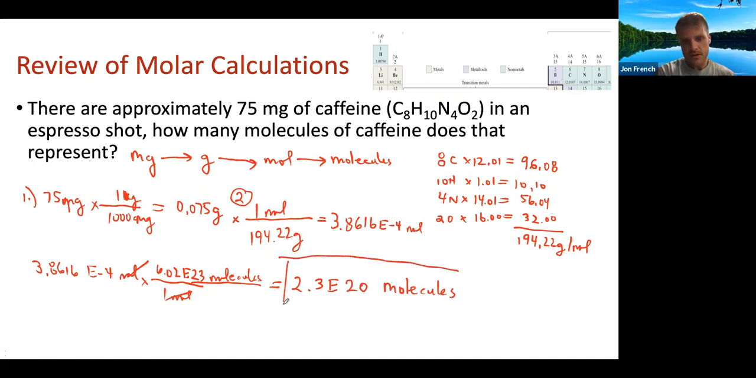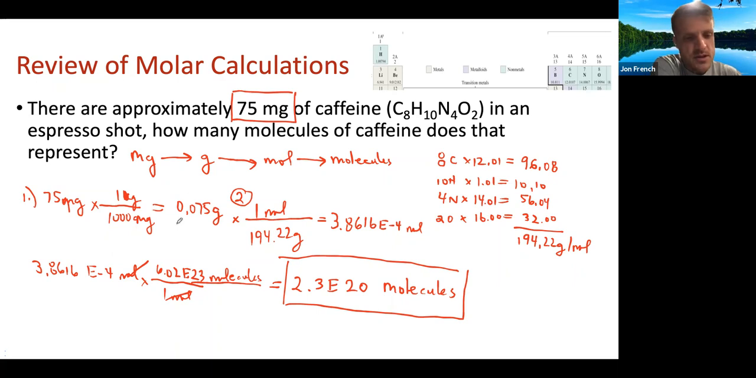So for significant figures, we keep 2 significant figures, because 75 milligrams only has 2 significant figures. We should get comfortable with these steps of going from grams to moles using the molar mass, and then from moles to molecules using Avogadro's number. There's one more calculation we can do after this: now that we know how many molecules we have, how many of a specific atom do we have in this sample?